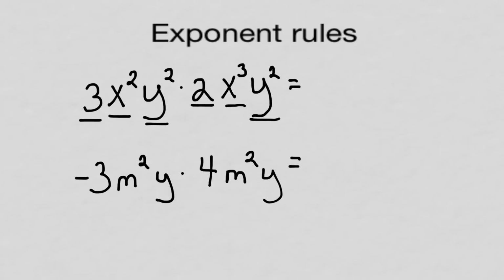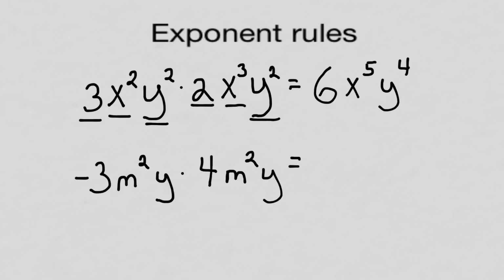First thing I'm going to do is take care of the coefficients. 3 times 2 is 6. Now I've got bases of x. I've got x to the 2nd, x to the 3rd. I just add those, and I get x to the 5th. I've got y to the 2nd times y to the 2nd, so I just add the 2's, and I get y to the 4th. I'm done. That's all there is to it.